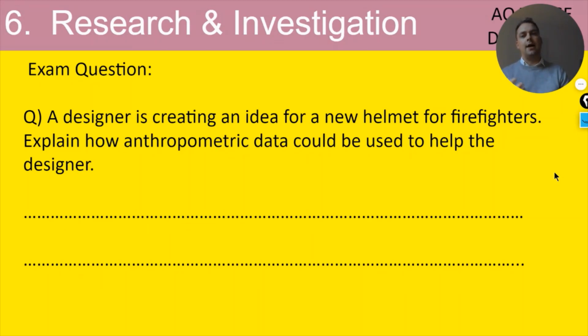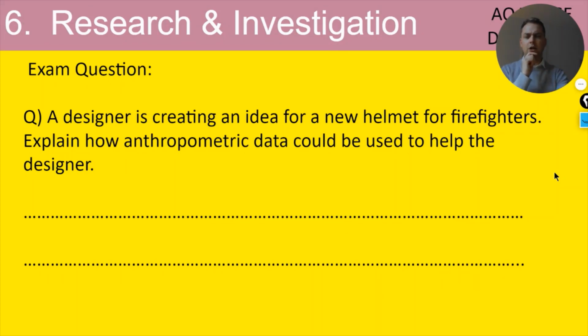So in light of that, it's practice exam question time. The exam question is taken from a previous AQA product design paper. And the question is, a designer is creating an idea for a new helmet for firefighters. Explain how anthropometric data could be used to help the designer.